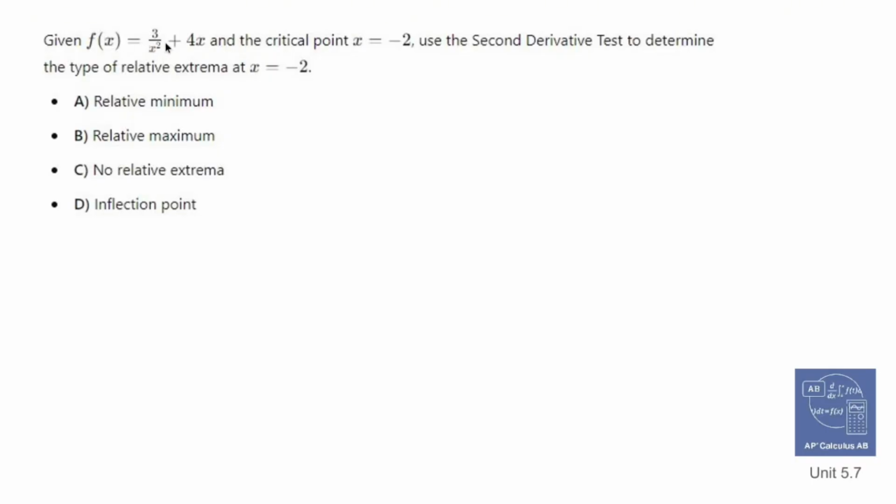Given f of x equals 3 over x squared plus 4x, and the critical point x equals -2, use the second derivative test to determine the type of relative extrema at x equals -2.